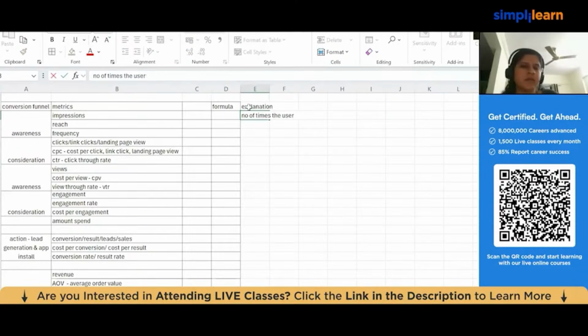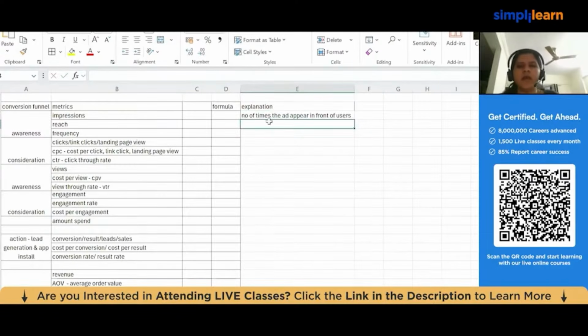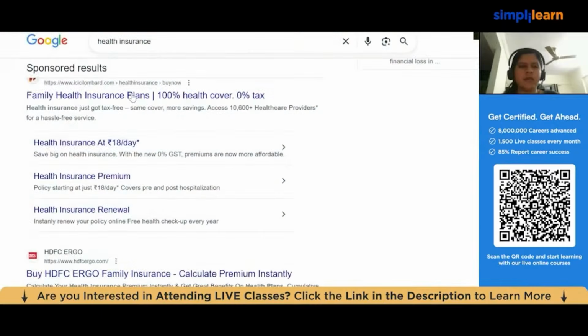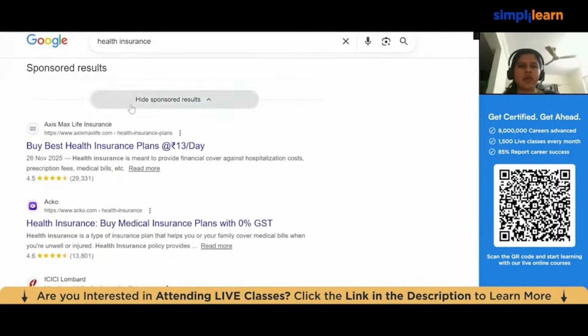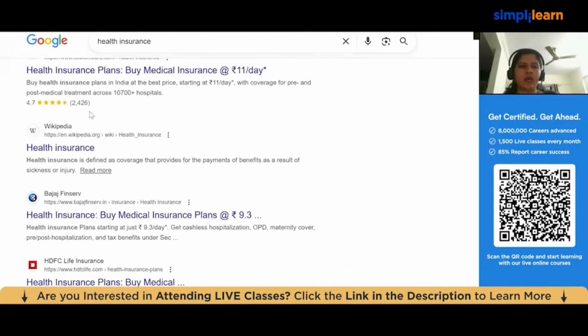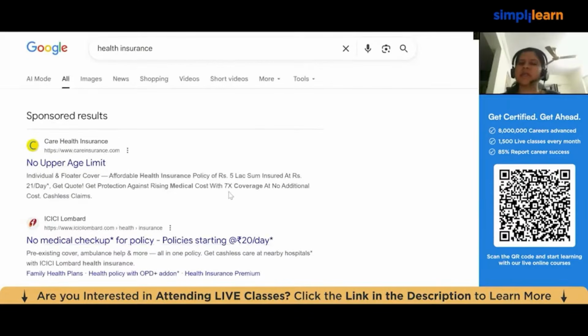Number of times the ad appears in front of the users. Basically, right now all these brands have got one impression because I'm seeing their ad: ICICI Lombard, HDFC Ergo, Care Insurance. If I scroll down there are some more ads: Axis, ACO. So impression is nothing but the number of times a user sees your ad.